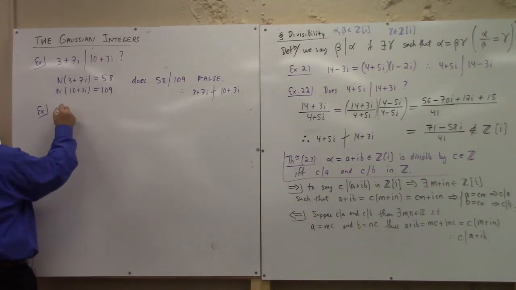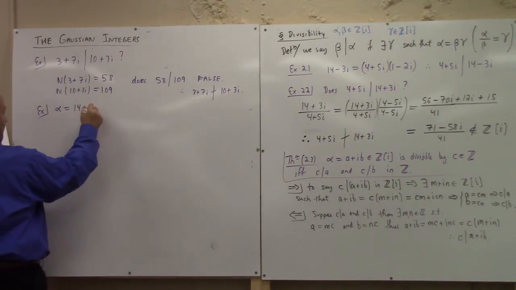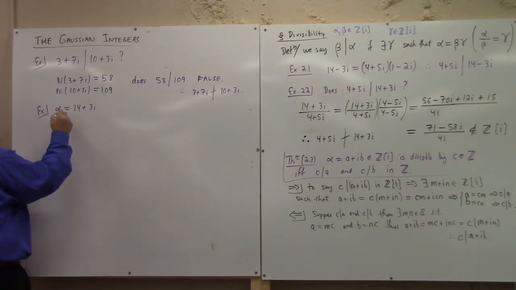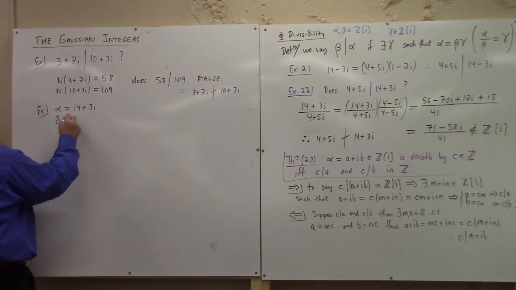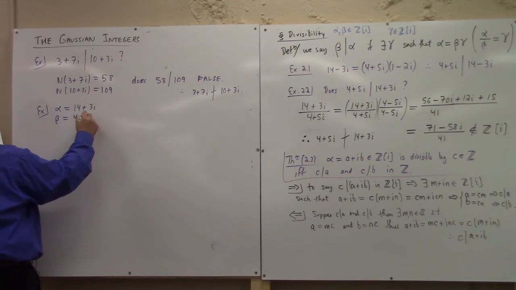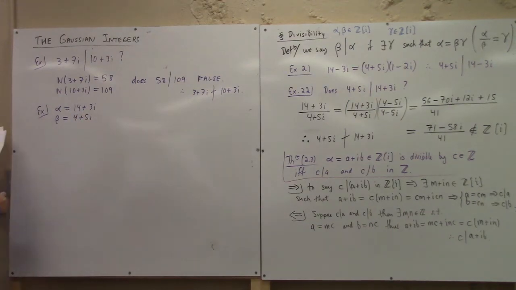Alpha equal to 14 plus 3i. Beta equal to, what would the converse be, by the way, guys, while I'm writing this out? 4 plus 5i. The converse would be what? If the norms are divisible, then the corresponding Gaussian integers are likewise divisible. This is false.